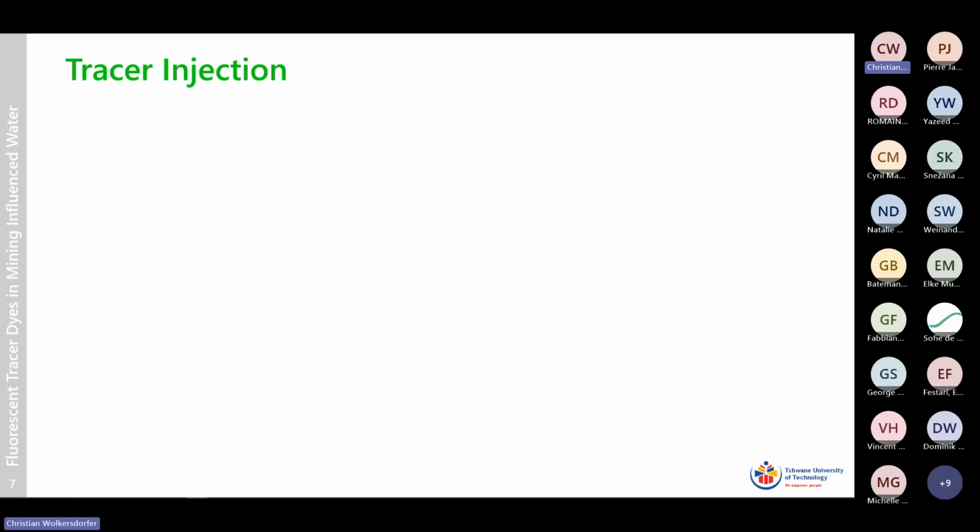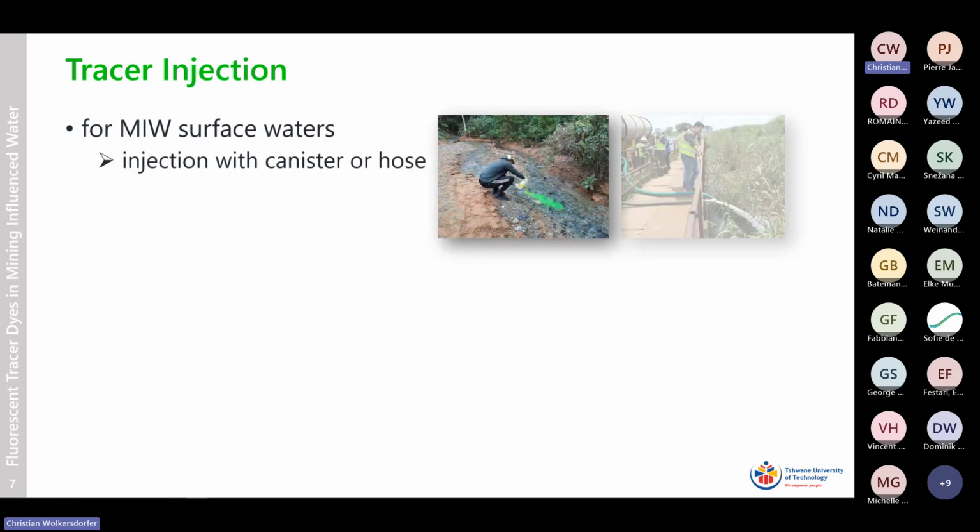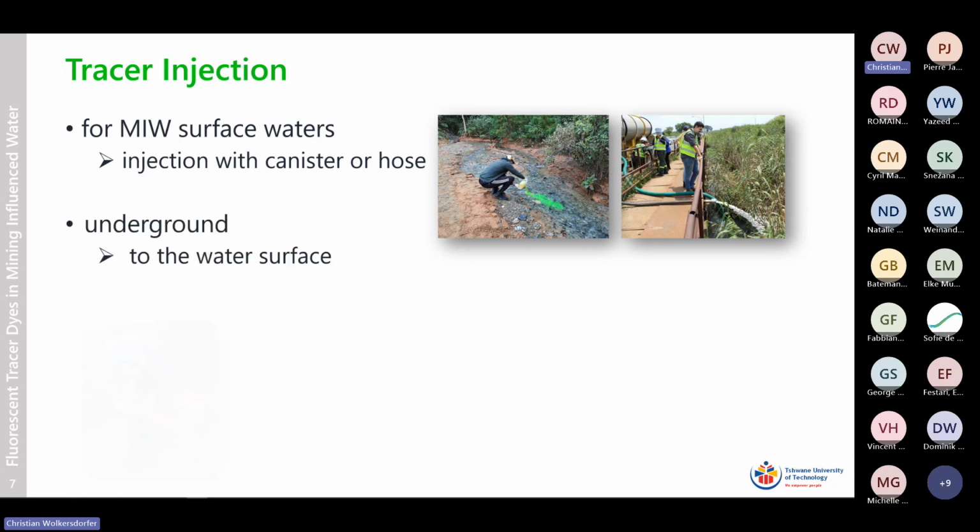Now we talked about the hydrodynamics, and back to the tracer test itself, the tracer injection. For mining influenced waters, it can be surface water discharged from a mine, and the injection can be done on a relatively small scale with a canister, but also with a hose. I mentioned the 30,000 liters. That was a tracer test with mining influenced water here in South Africa. So very different amounts of tracers.